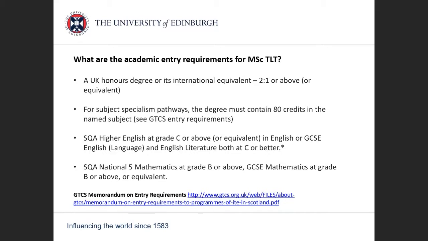For the subject specialism pathway, so if you would like to apply to study the English stream or the physics stream, for example, your undergraduate degree must contain at least 80 credits in the named subject. So for example, if you want to study the physics stream, you must have studied some physics in your undergraduate degree, at least 80 credits.